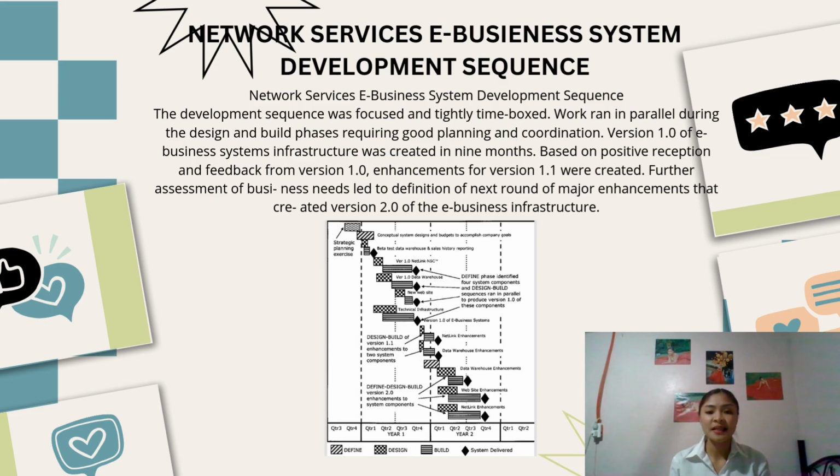Network Services e-business system development sequence. The development sequence was focused and tightly time-boxed. Work ran in parallel during the design and build phases, requiring good planning and coordination. Version 1.0 of the e-business system infrastructure was created in 9 months. Based on positive reception and feedback from version 1.0, enhancements for version 1.1 were created. Further assessment of business needs led to definition of the next round of major enhancements that created version 2.0 of the e-business infrastructure.